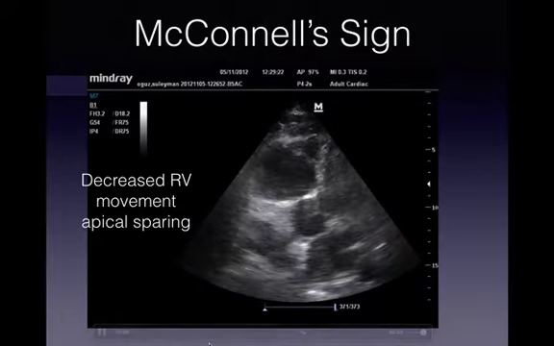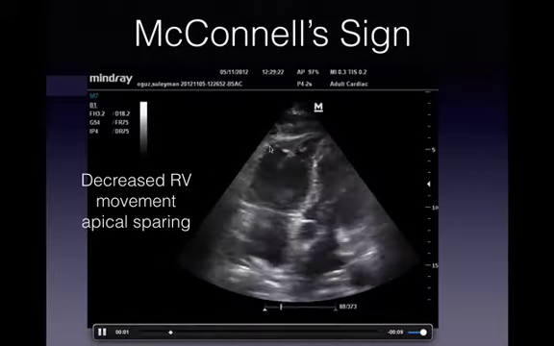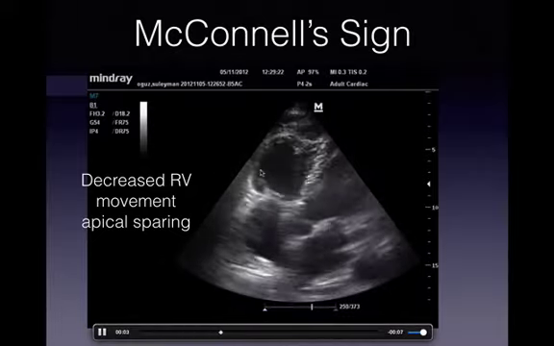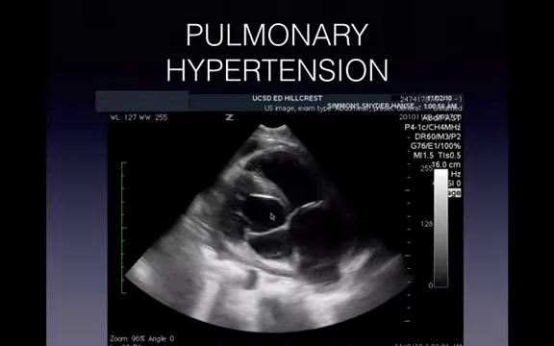And I'm just going to let you guys watch this one more time. Watch the apex of the heart here will beat normally, and this part of the heart, you don't see it squeezing in at all. And again, you have a dilated right ventricle. So this is McConnell's sign. It's specific for pulmonary embolus.